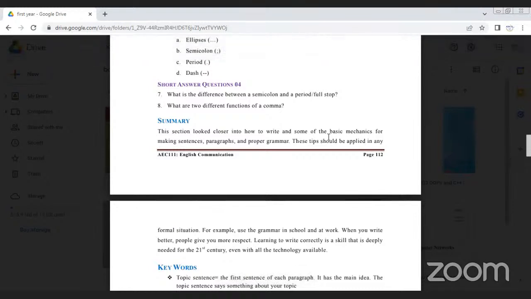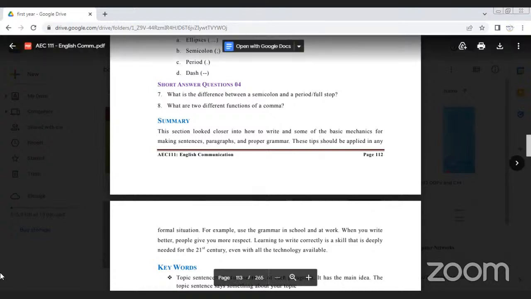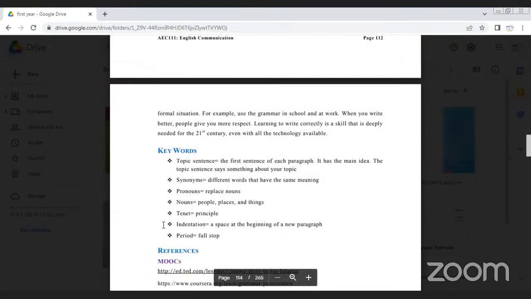In this session, we have learned this section. Look closer into how to write and some of the basic techniques for making sentences, paragraphs, and proper grammar. Okay, these tips should be applied in any formal situation. For example, use the grammar in school and at work. When you write better, people give you more respect. Okay, learning to write correctly is a skill that is deeply needed for the 21st century, even with all the technology available.